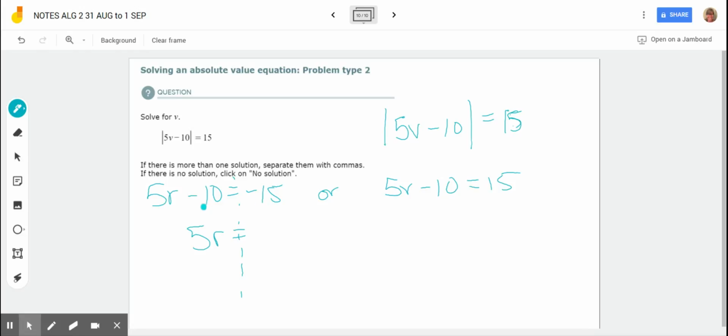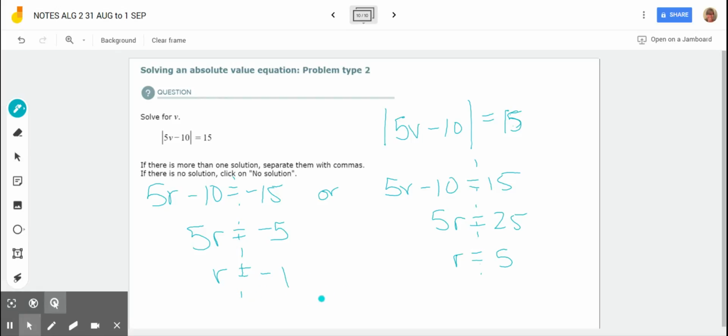You can do the work in your head. If you can do the work in your head, it's okay with me. Say to yourself, add 10 to both sides. Positive 10 minus 15 is negative 5. Now you need to divide by 5. So r is equal to negative 1. Here, add 10 to both sides, and you get 5r equals 25. Again, keep your equal signs in line. Divide by 5, and you get 5. Notice they're not the same. They don't have to be the same. Don't get freaked out because of that. Plug them back in, and you can check to see that they work.